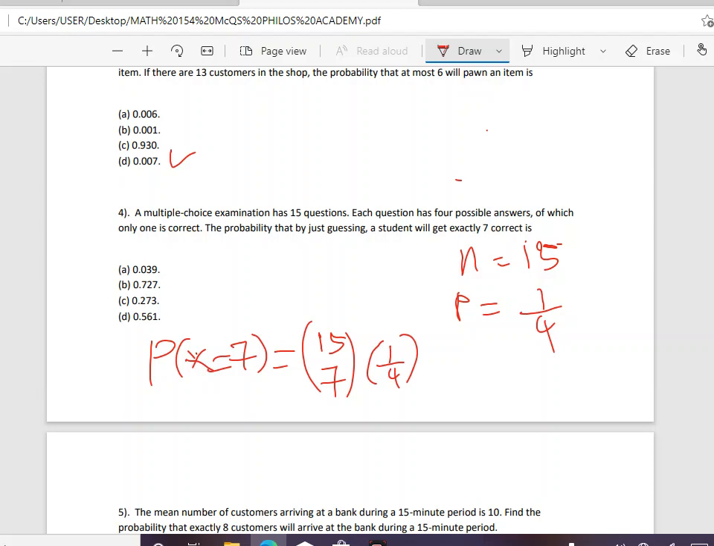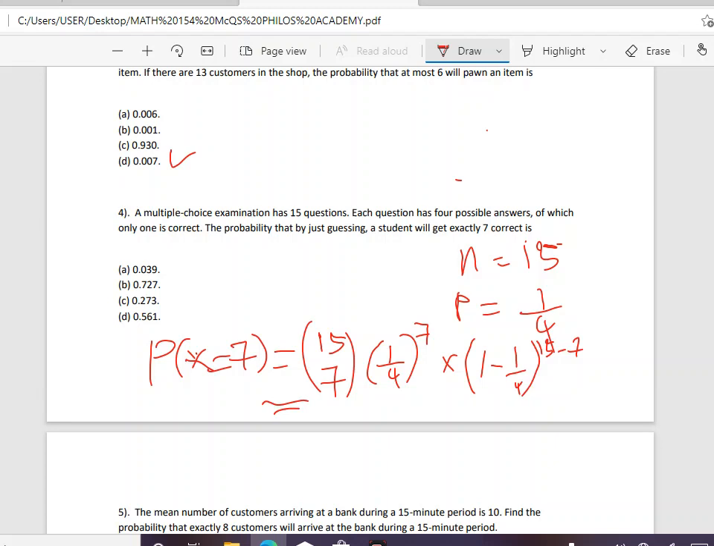Be very careful with this. In the 15 combination 7, there is no division sign. It's a different thing. Then 1 over 4 exponent x, and our x is 7, times 1 minus 1 over 4 exponent 15 minus 7. So you input these on your calculator.